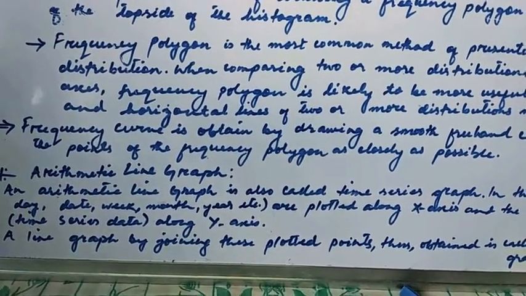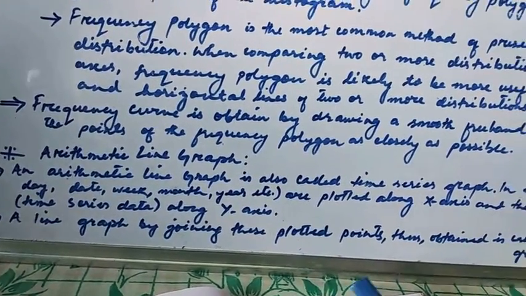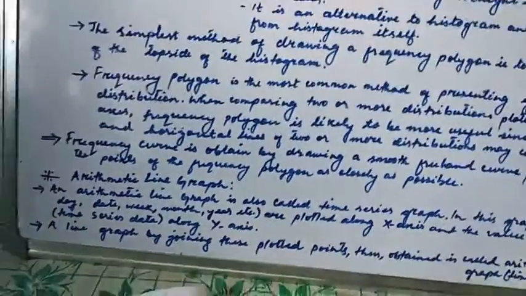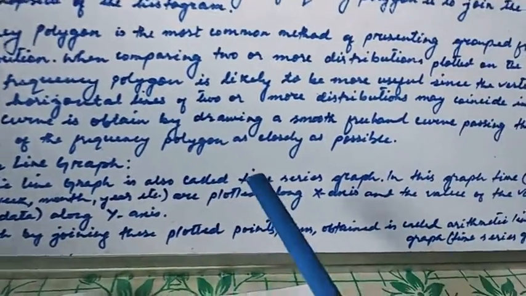So what is an arithmetic line graph? It is given here. An arithmetic line graph is also called a time series graph. So both the arithmetic line graph and the time series graph are the same.